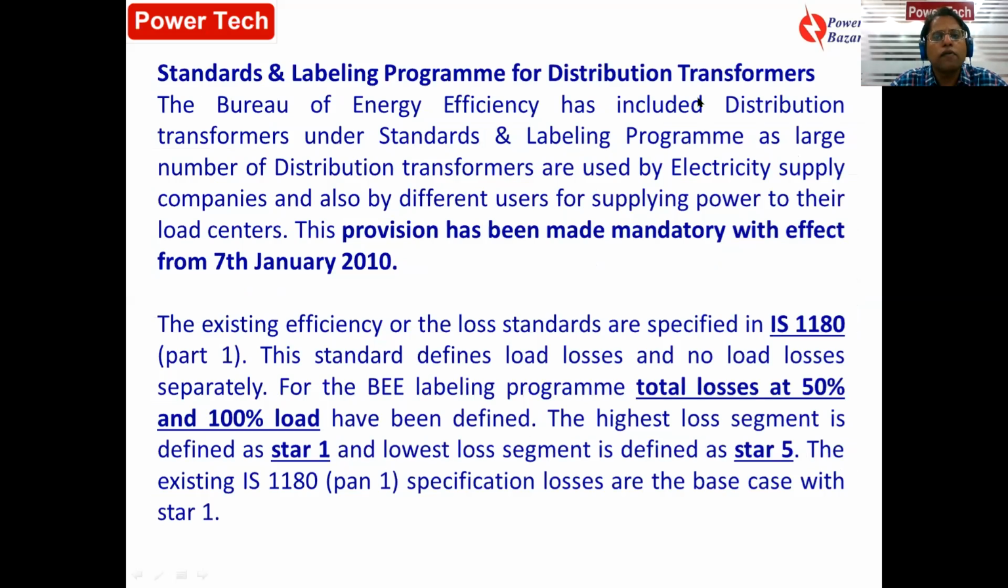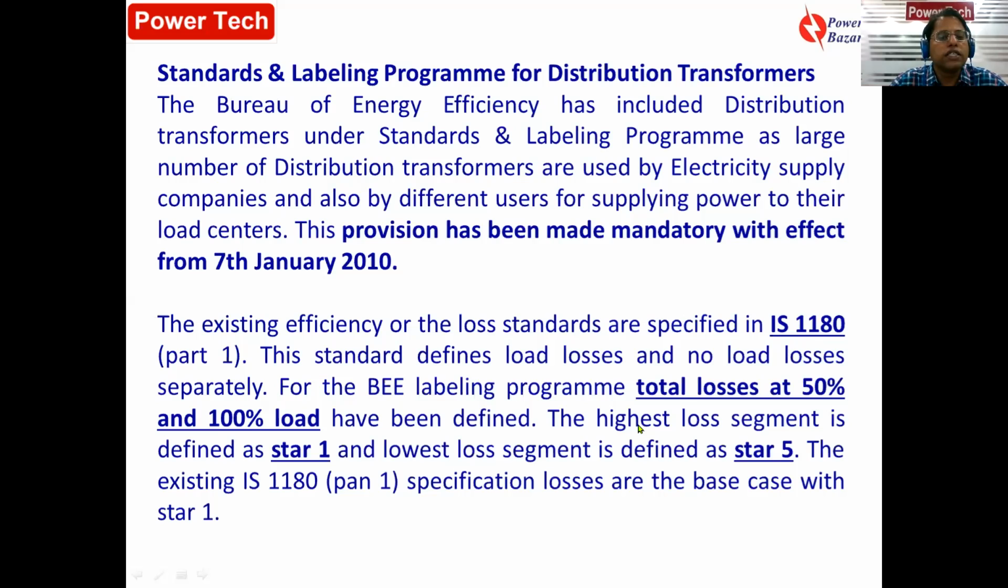Now, the standard and labeling program of distribution transformers. This is a new program by the Bureau of Energy Efficiency, in which you have to manufacture only standard and labeled transformers. You cannot manufacture any type of transformer. You cannot install any type of transformer. It has to be certified to IS 1180. So, the existing efficiency and load standards are specified. That means your transformer has to be very efficient and in line with IS 1180, in which you have to define your total losses at 50% and 100% load.